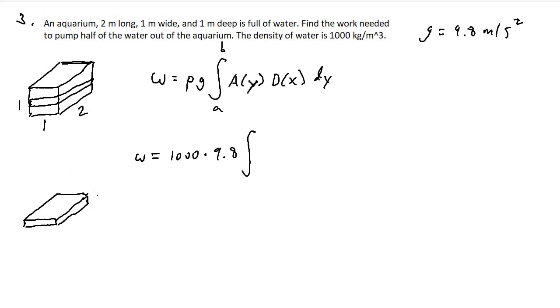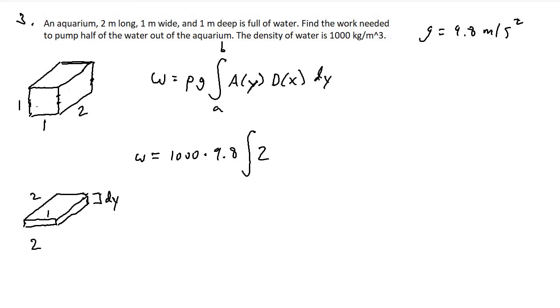So the thickness is obviously just dy, because the cross-section is dy thick, as shown up here. That is going to be part of our formula. And we know the aquarium is 2 meters long and 1 meter wide. So the area of this rectangle is just 2 times 1, or 2. So that will be our cross-sectional area, 2, and I'll add dy later.